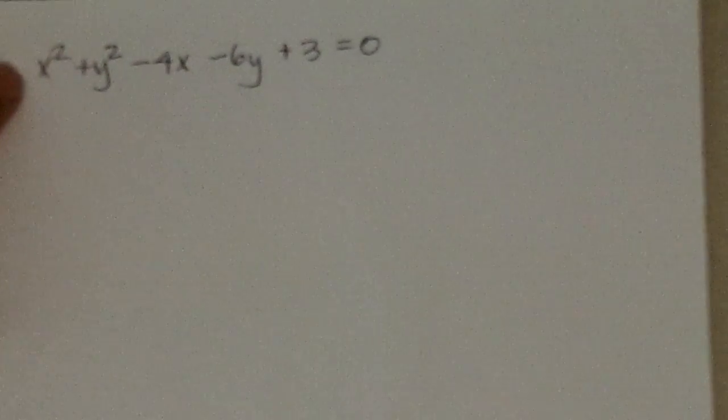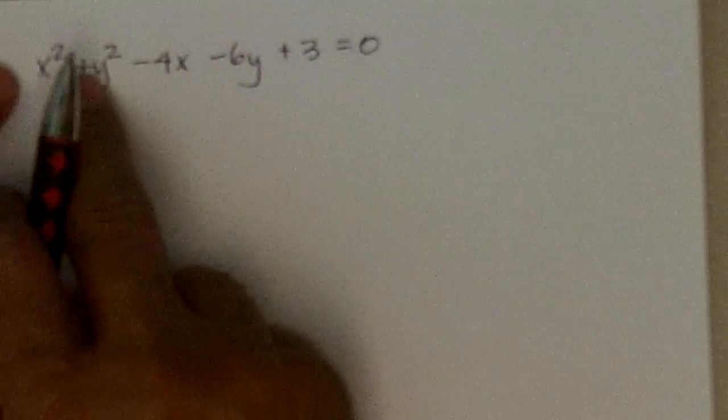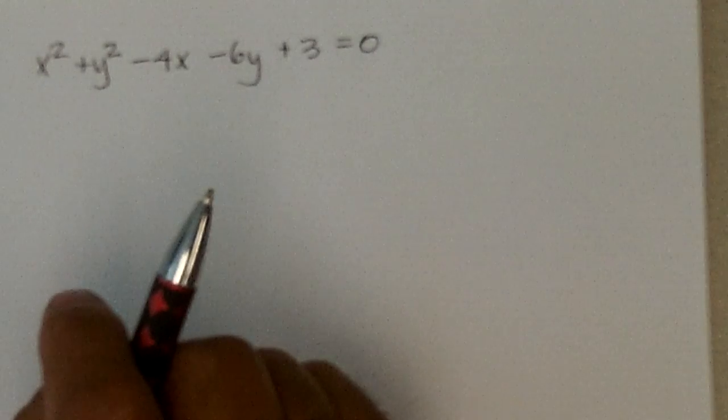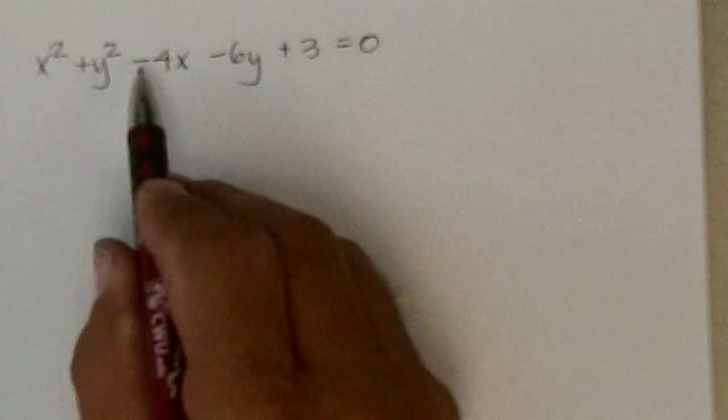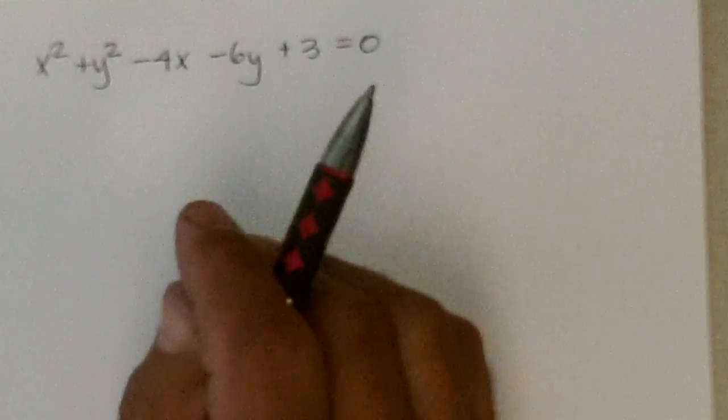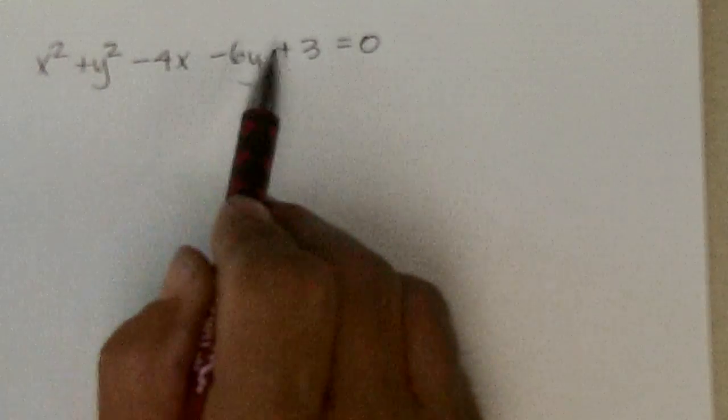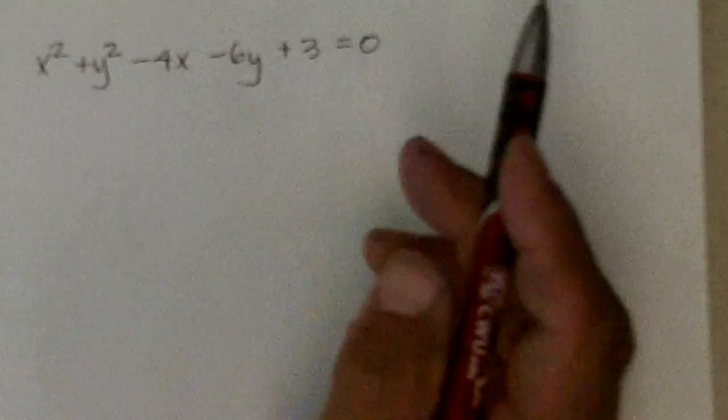Alright, I have the equation of a circle, and I can tell because it's got x squared and y squared with equal amounts. No other squares or cubes or higher powers or square roots or absolute value or something like that, so this is going to be a circle.